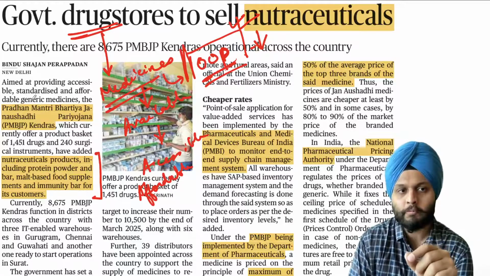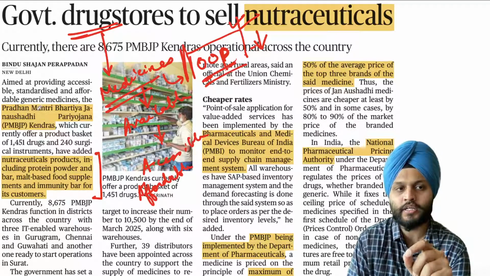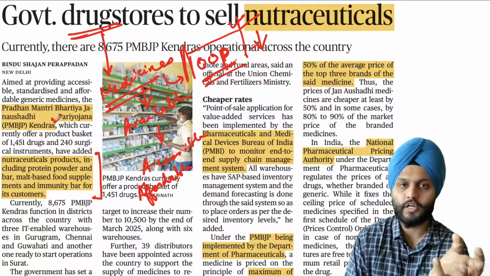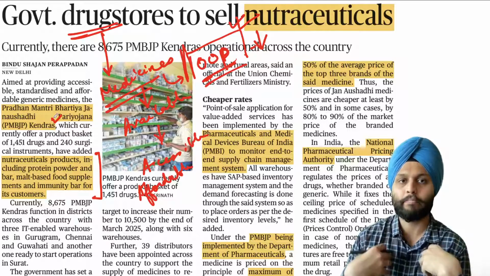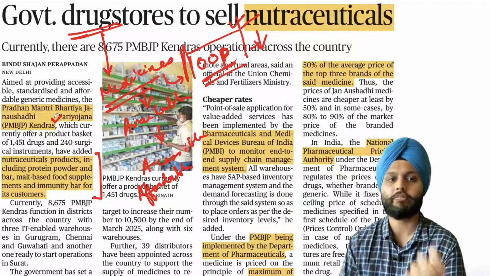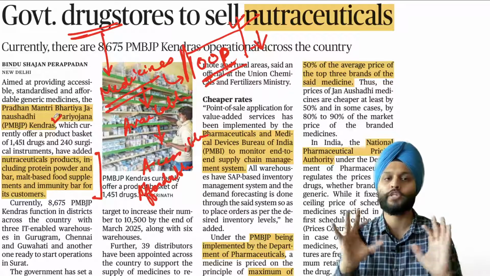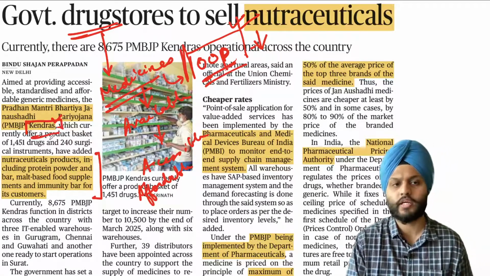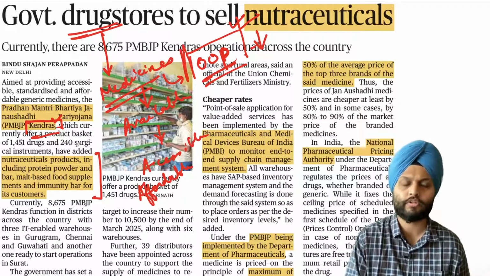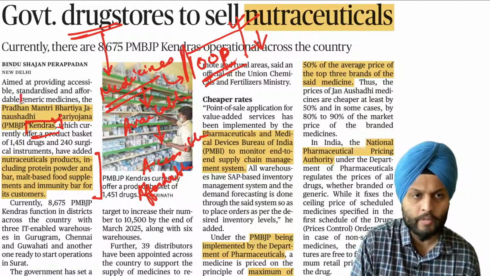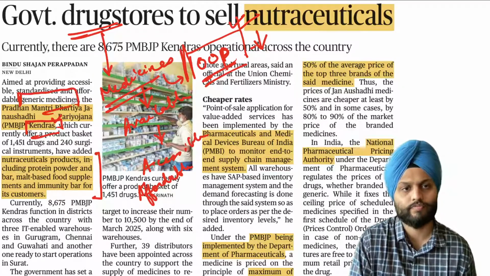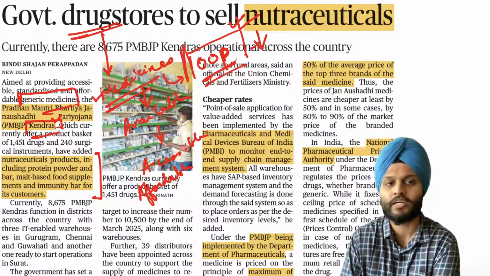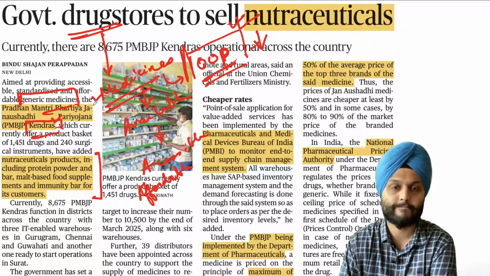So the name of the scheme is Pradhan Mantri Bharatiya Jan Aushadhi Pariyojana. Pariyojana means project. Jan means people, Aushadhi means medicines. So Pradhan Mantri Bharatiya Jan Aushadhi Pariyojana Kendras. Right. These are the shops, and what are they selling? They are selling drugs, surgical instruments, etc. And these drugs are primarily generic medicines. So it is aimed at providing accessible, standardized and affordable generic medicines.